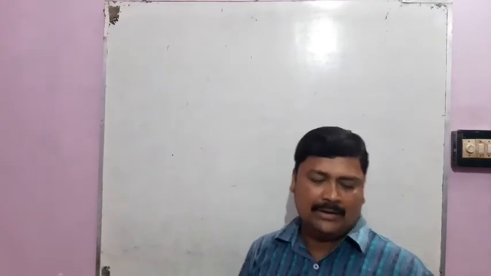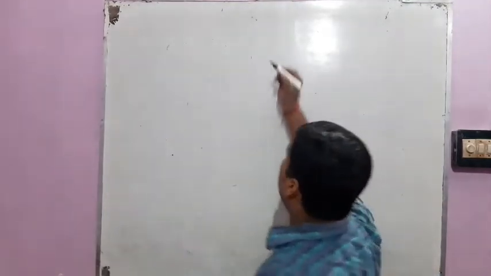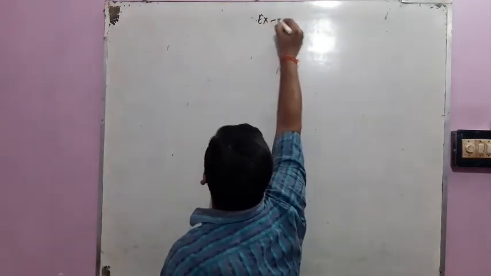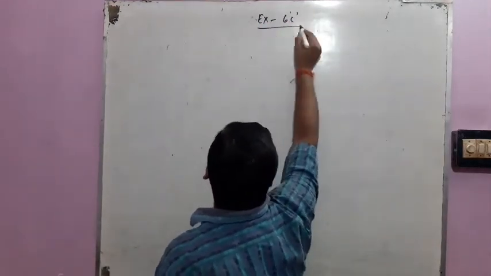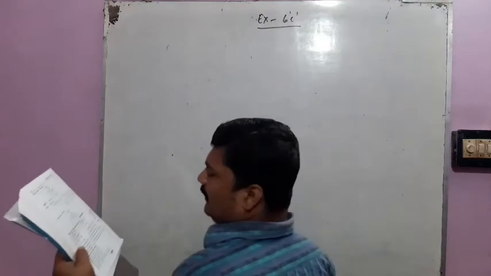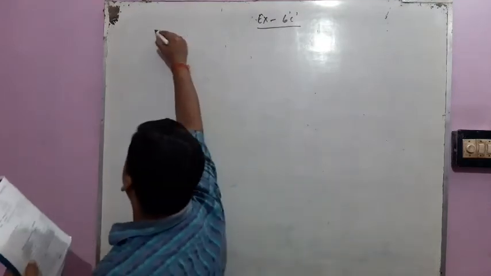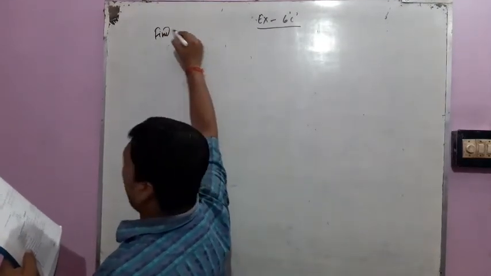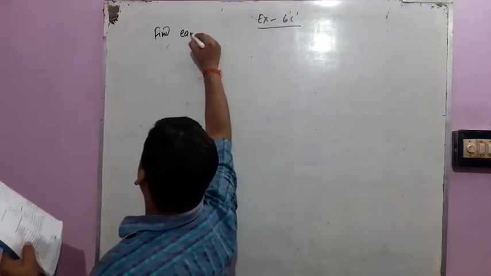Okay student. So here we are going to learn, and this one is related to exercise 6C of RS Agrawal book. So we are writing here exercise 6C. The very first question of this exercise, the instruction is given here: find each of the following products.